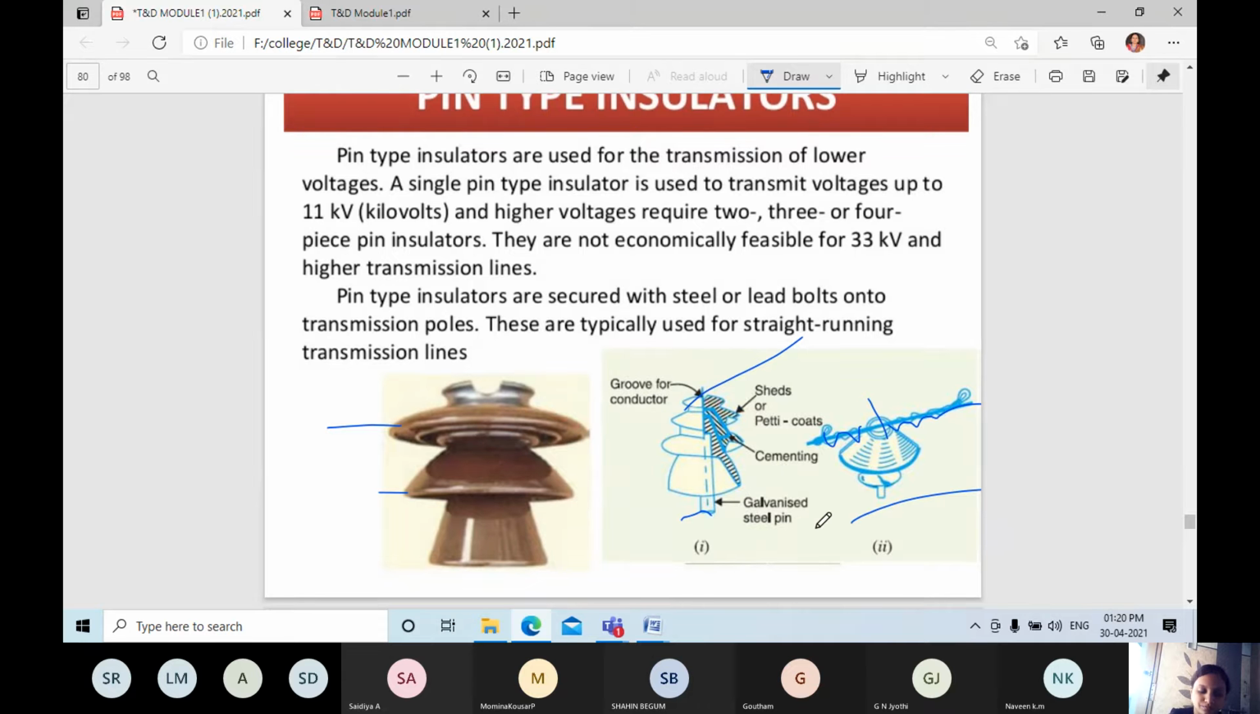Next, this is a pin type insulator, low voltage, and it is secured with steel or lead bolts, and these are typically used for straight running transmission lines. If we want to increase the voltage level, we require higher voltage, we require 2, 3 or 4 discs, you can say.